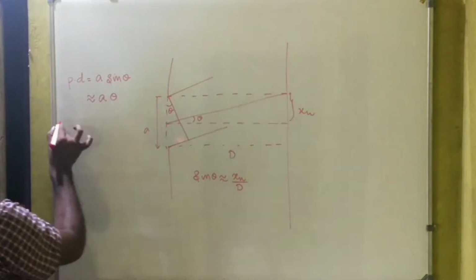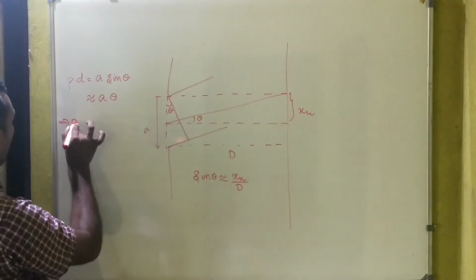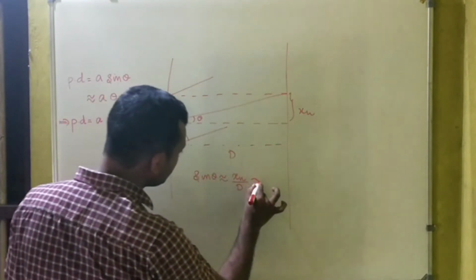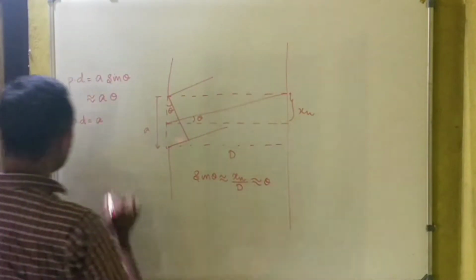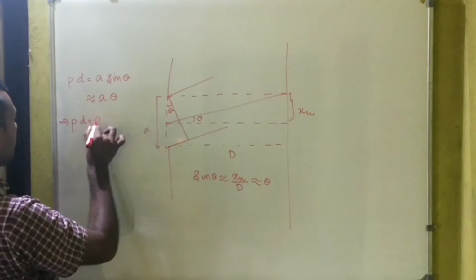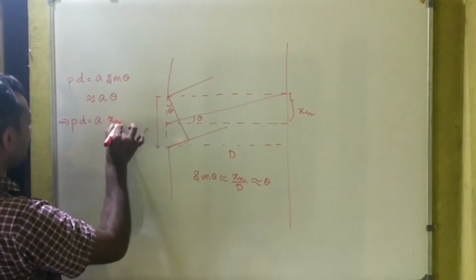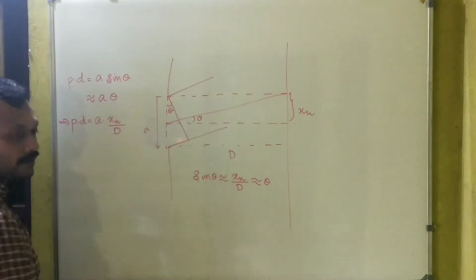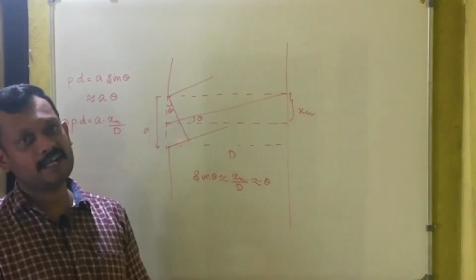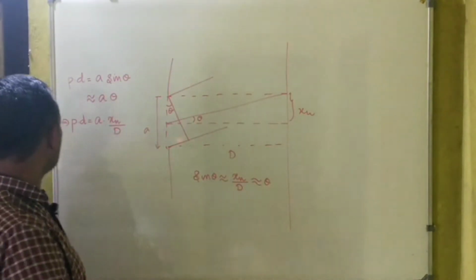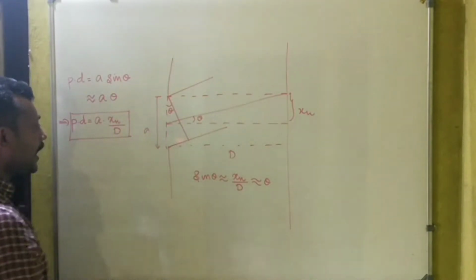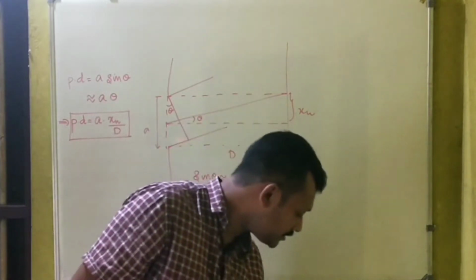So I can say path difference is equal to a into theta, which is approximately a into xn divided by capital D. This is a very important equation: path difference is a into xn divided by D.